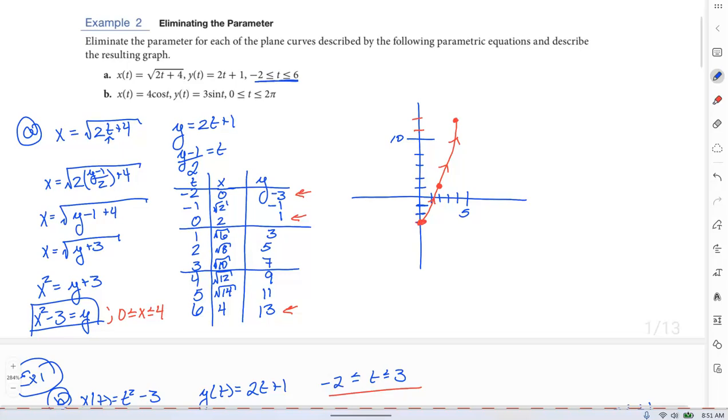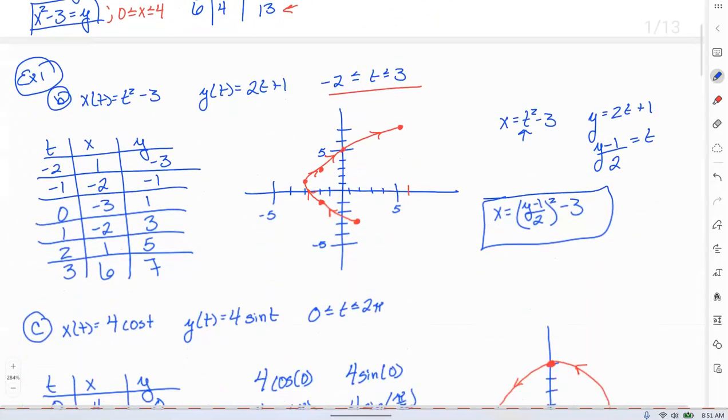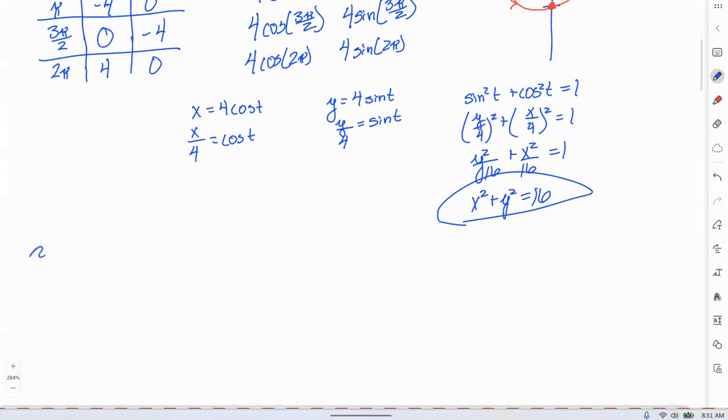We can do the same thing for example B. This one's going to be an ellipse. So this is example 2, part B. x is equal to 4 cosine of t. y is equal to 3 sine of t.